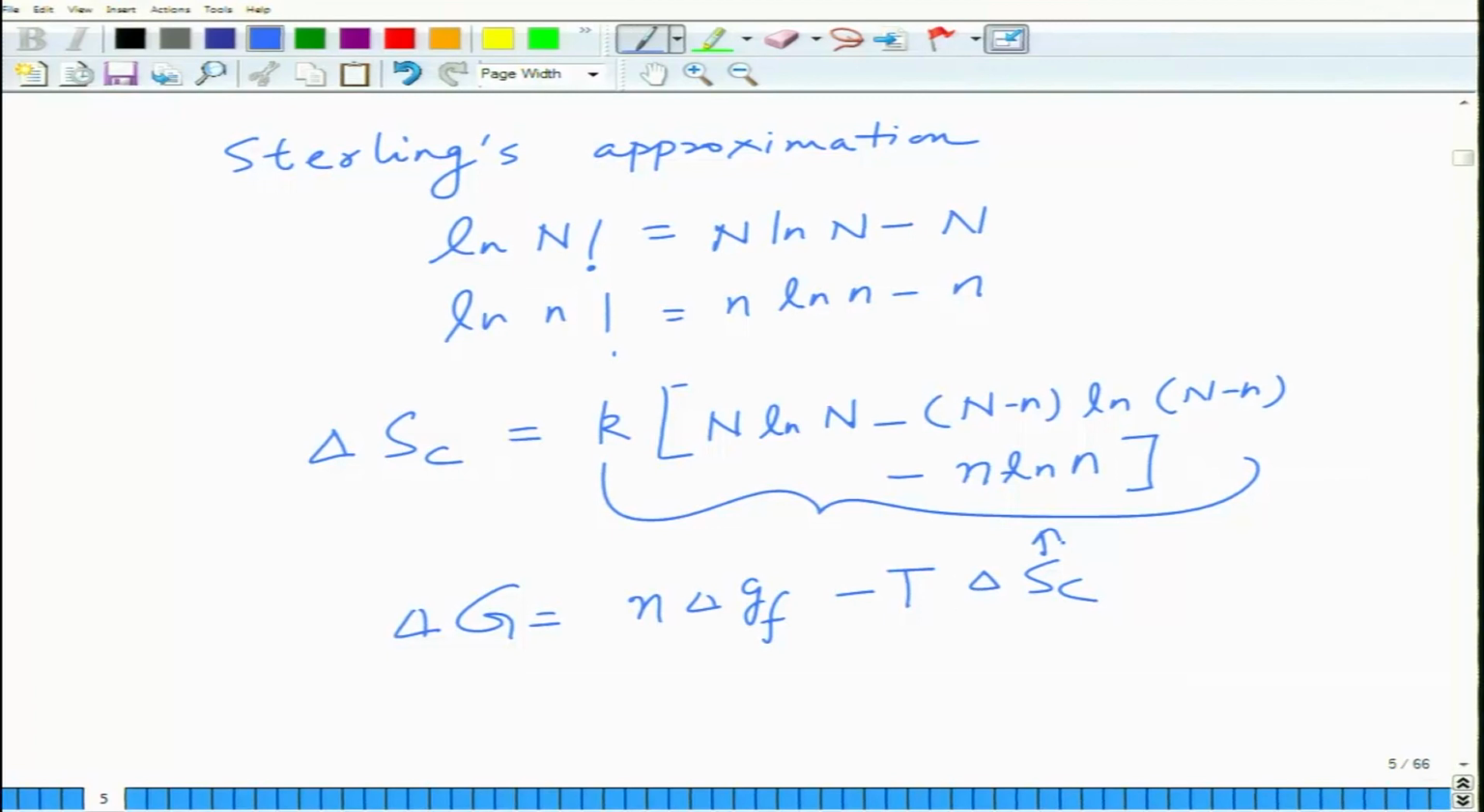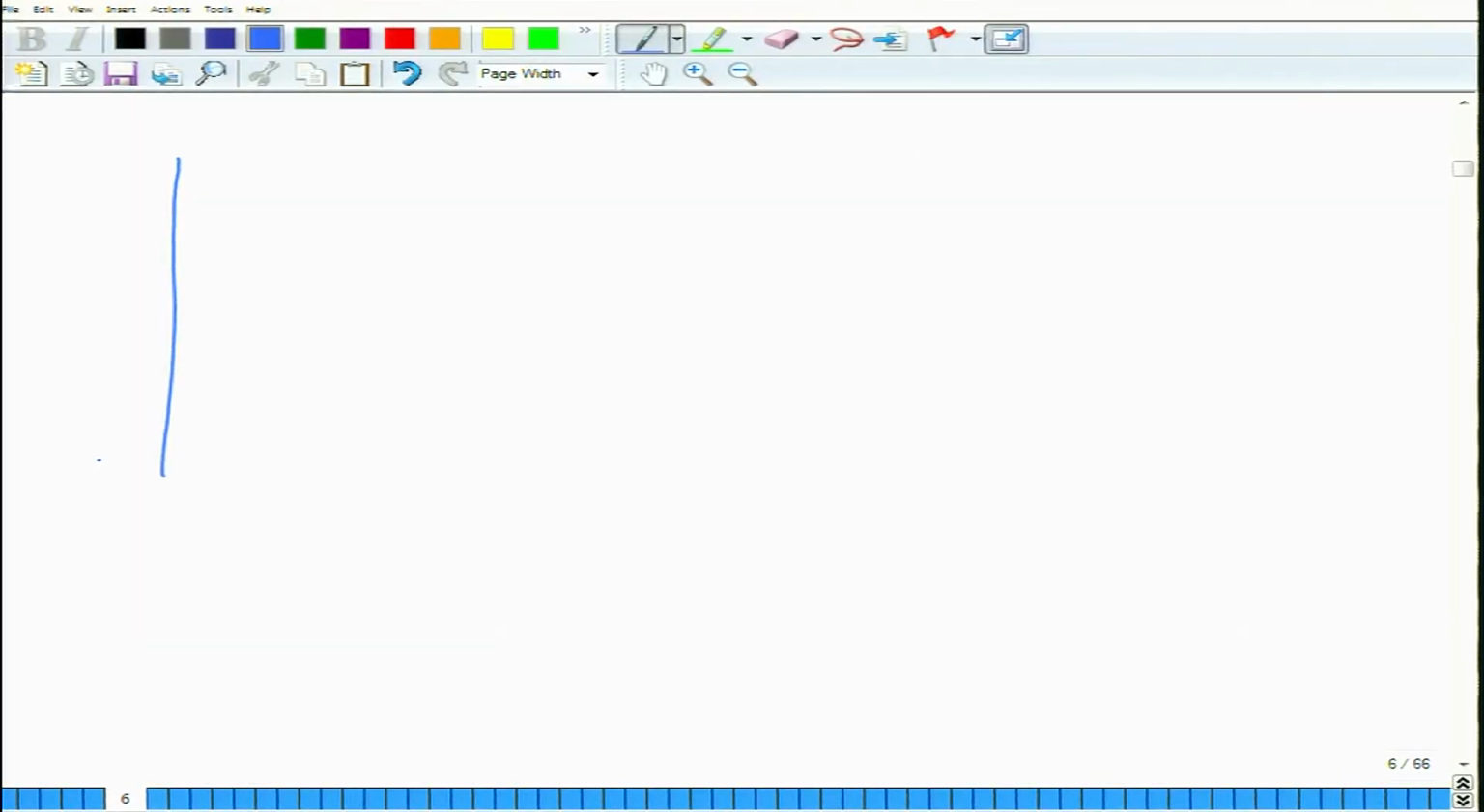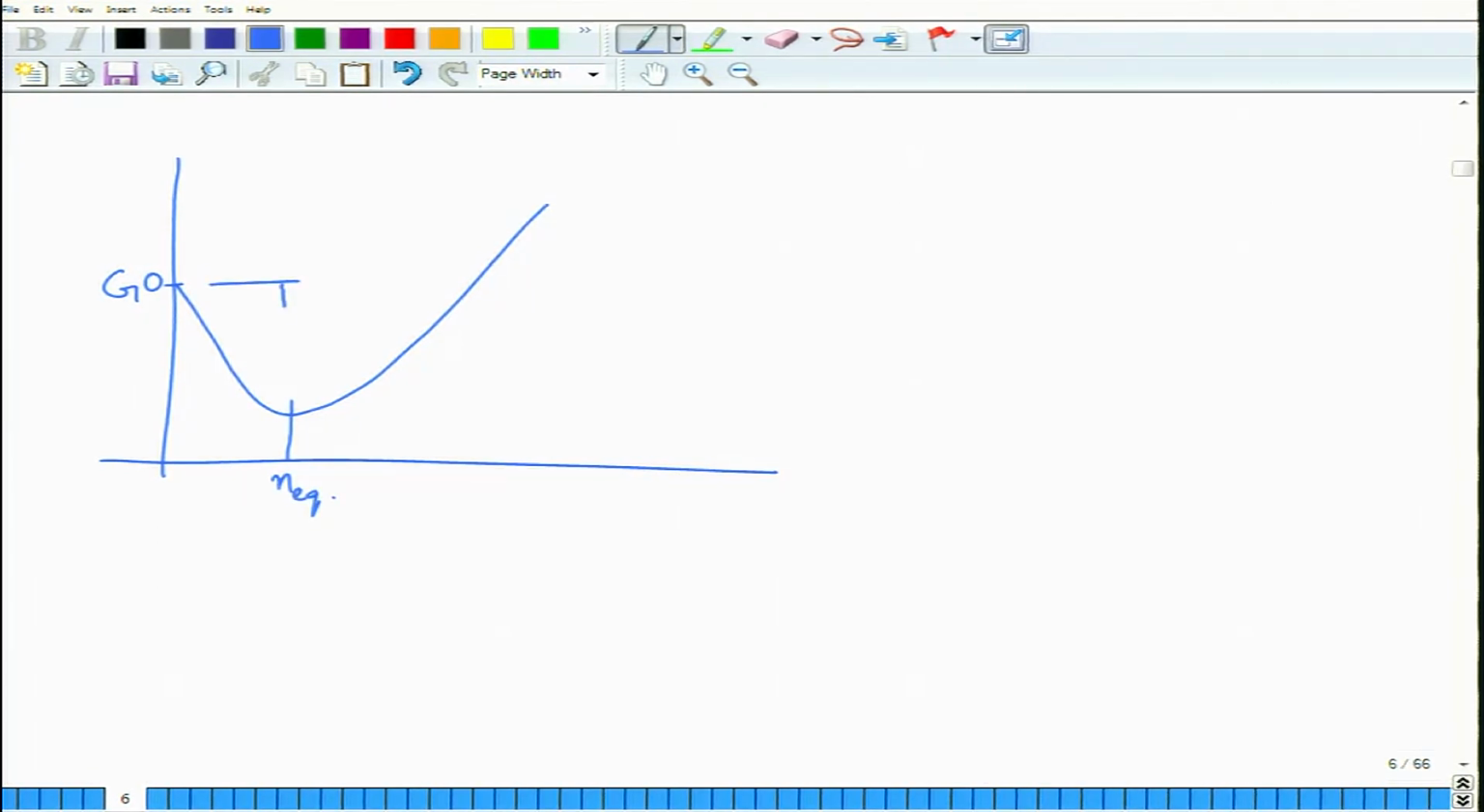For delta SC you will introduce this. Now, if vacancies were an equilibrium defect, the free energy must become minimum at a certain concentration. So, if you plot the free energy G as a function of vacancy concentration, starting at 0, the free energy must become minimum at a certain concentration. This is the equilibrium concentration n, and this should show a minimum, with delta G min. If it is not minimum, then it is not a stable defect.